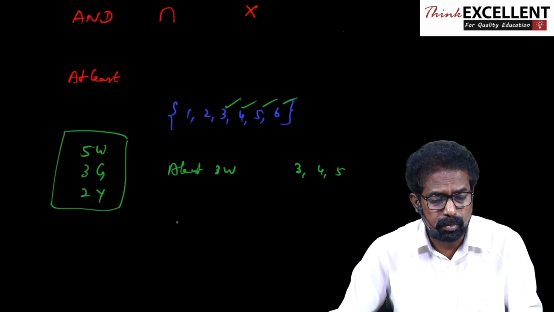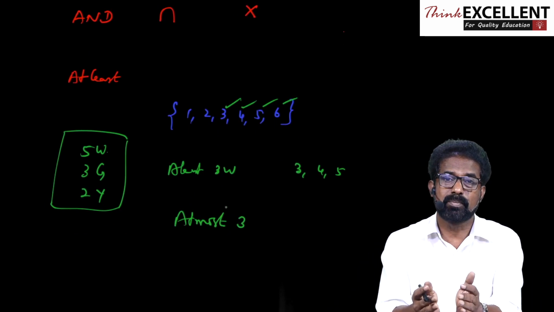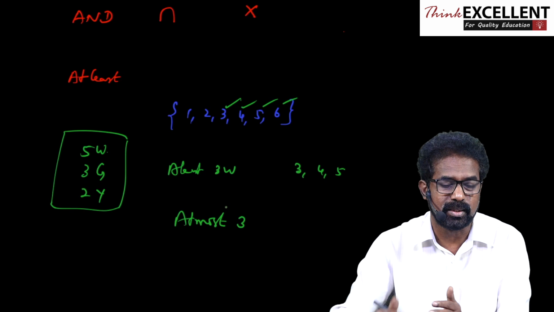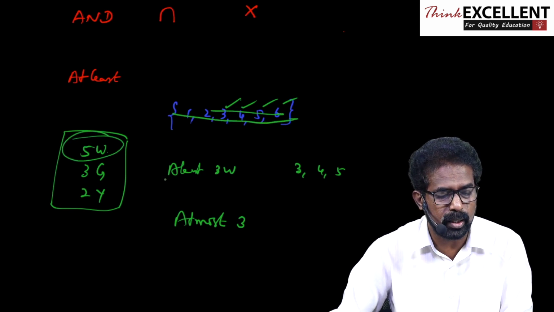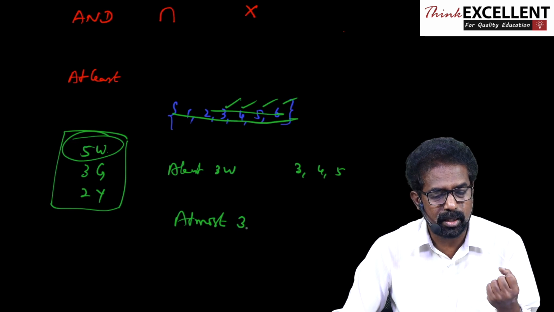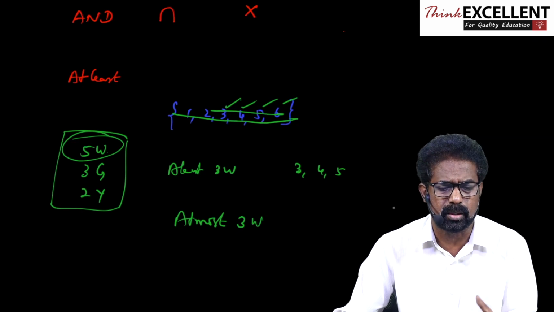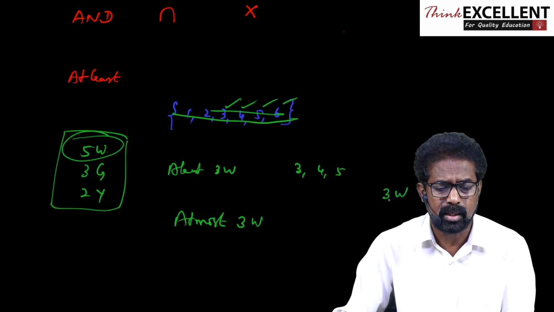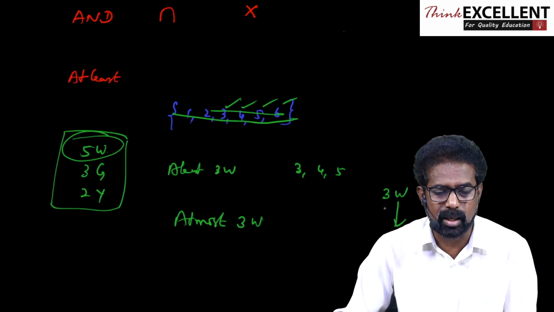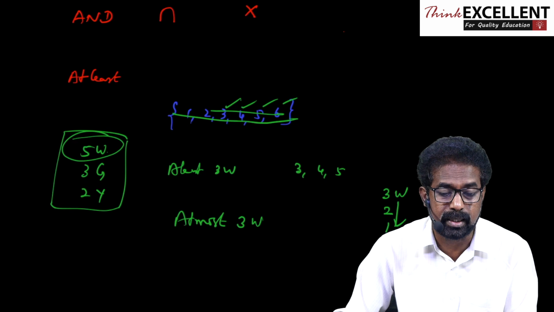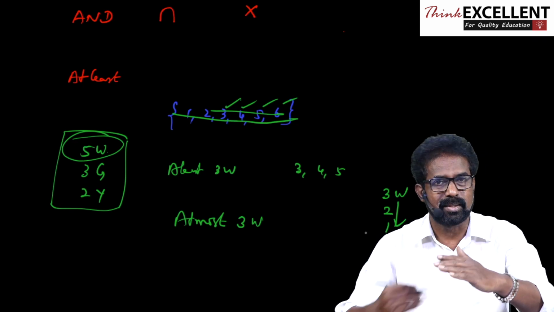Then another one is at most. At most 3 means maximum 3. So it should not exceed, 3 or less. Here 5 white balls are there. So you can take balls at most 3, maximum 3 white. At most 3 white, maximum 3 white. So the number of white balls is maximum 3, 3 or less. 3 or less means 3 white balls or 2 or 1 or even 0. Okay. At most 3 means maximum 3, 3 or less.